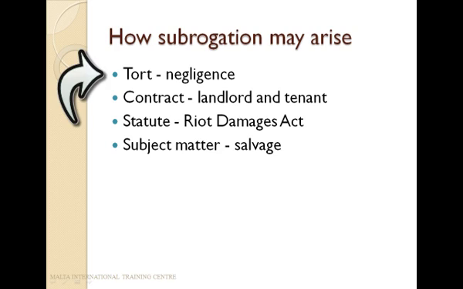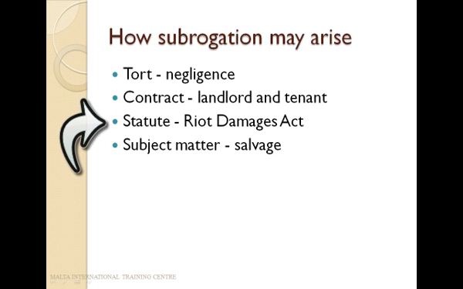Subrogation could arise under a contract, as in the case of a tenant causing damage to the landlord. The tenant is made liable to pay under the landlord-tenant contract. In this case, the insurer has a right to recover from the tenant. Subrogation rights may also arise under statute, as in the case of riot. For example, insurers have a right to sue the police who are responsible for civil order to make a recovery if, as a result of riot, the property of the insured is damaged.